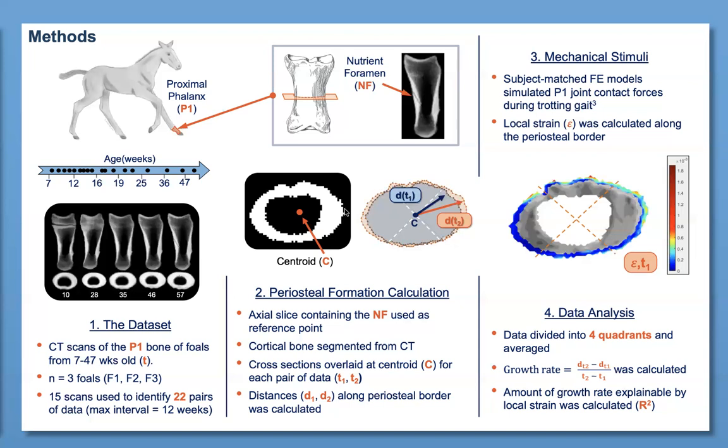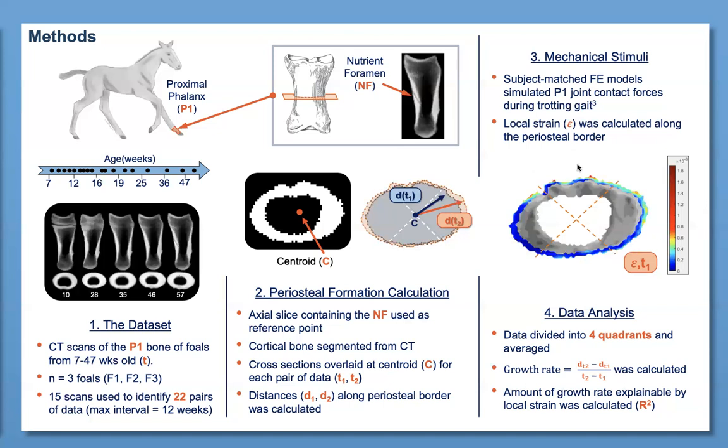To identify the mechanical signaling in our scans, we used subject-matched FEA models, finite element analysis models, of the P1, which were performed in Abaqus and based on the joint contact forces experienced during a normative trotting gait. Once again, this code was adapted from a previous study done in our lab. Using the FEA models, we were able to identify the local strain felt particularly along the periosteal border, which you can see in this figure.